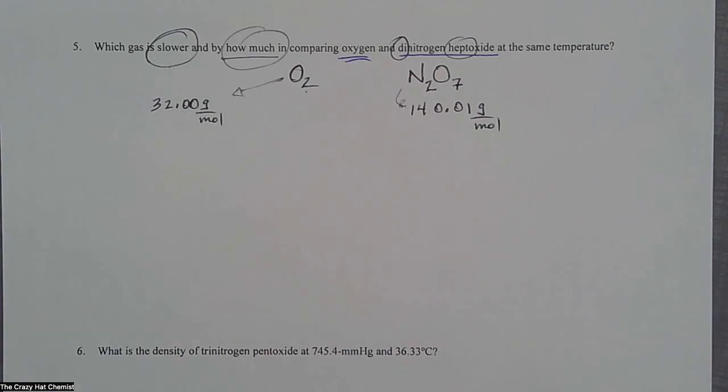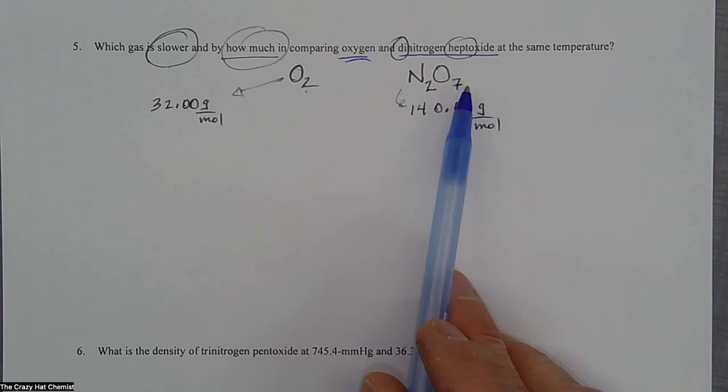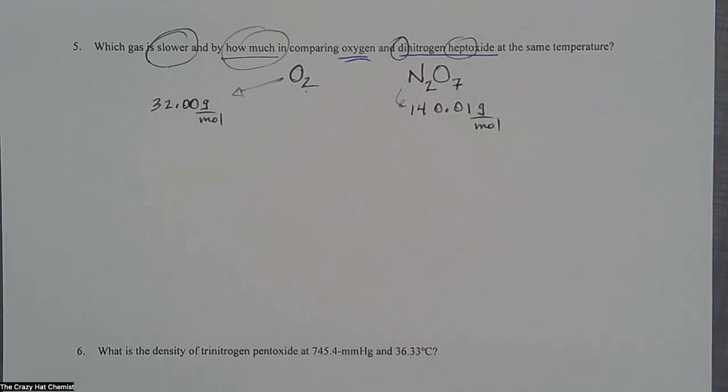Since they're at the same temperature, these two gases, oxygen and dinitrogen heptoxide, have the same kinetic energy. And if they have the same kinetic energy, then their speed is based on their mass.